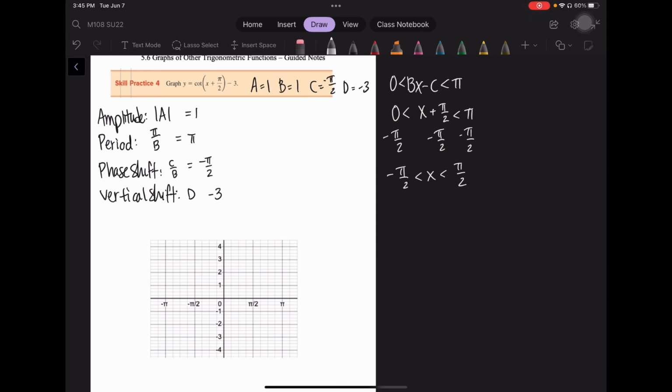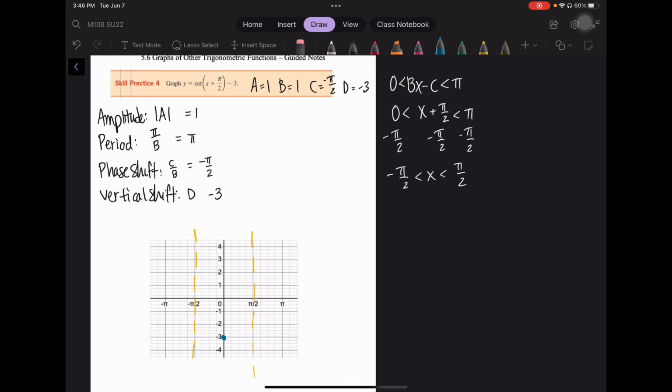So our interval is going to go from negative pi over 2 to pi over 2, which is where our asymptotes are also going to be. And like I said, normally you would go through the point that's pi over 2, 0, but you're going to shift it pi over 2 left and down 3 to get your new point. That's your phase shift and your vertical shift together. Now we want to find 2 points, just like we did with tangent.